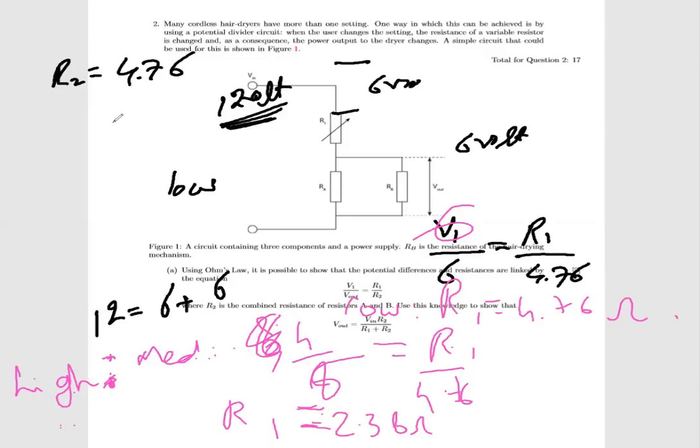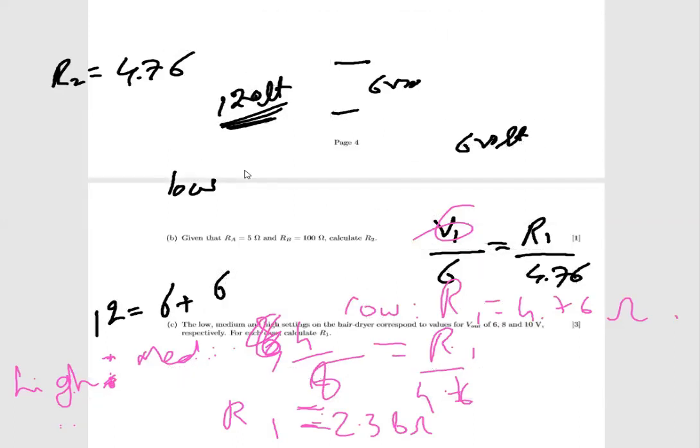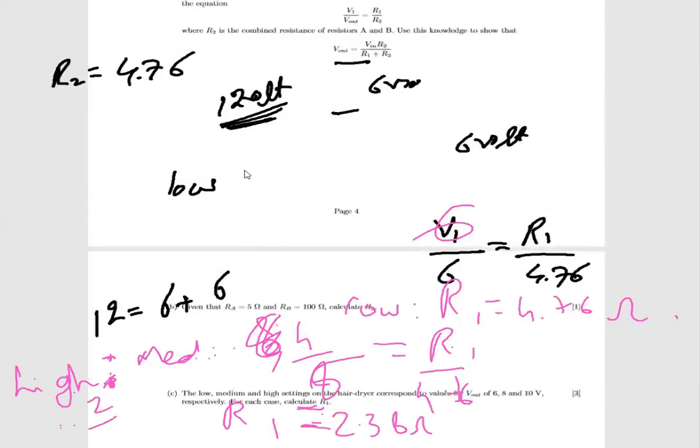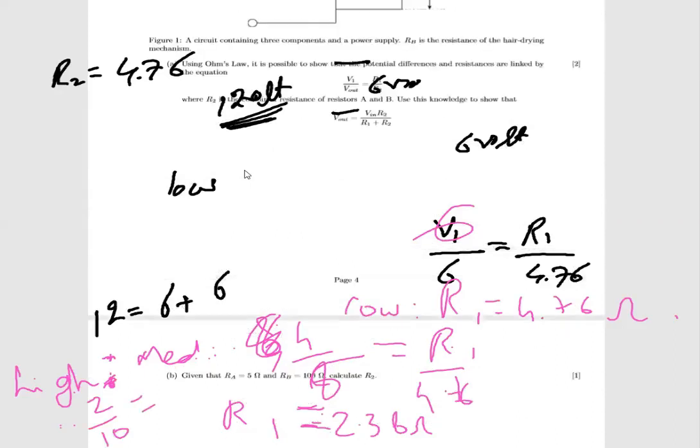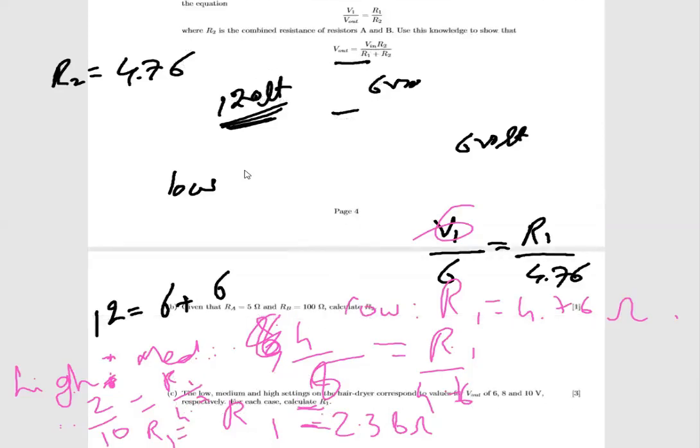Okay. And then for high, it will be... What was the voltage for the high? 10 volt. That is 10 volt. So it will be 2/10, right? Yes. Equal. So 4.76 divided by 5. Therefore, R1 equals 0.95. Yes. And in your mock scheme, the answer is 0.95.